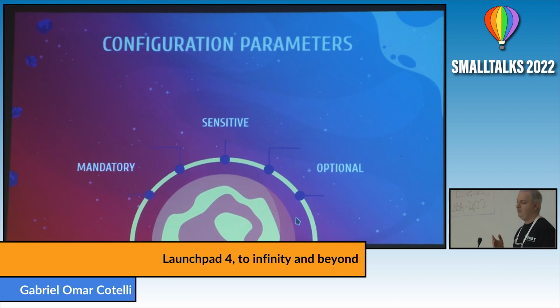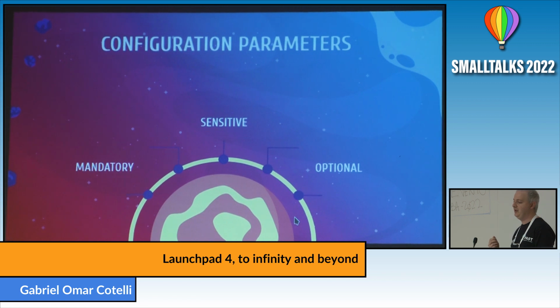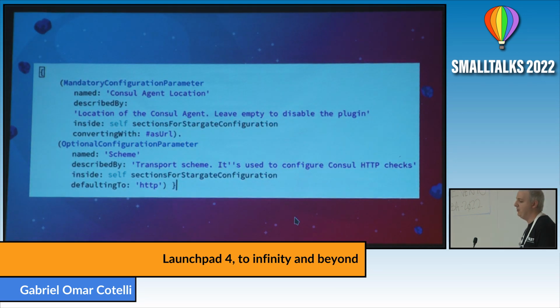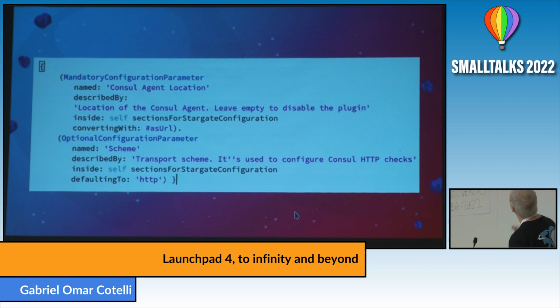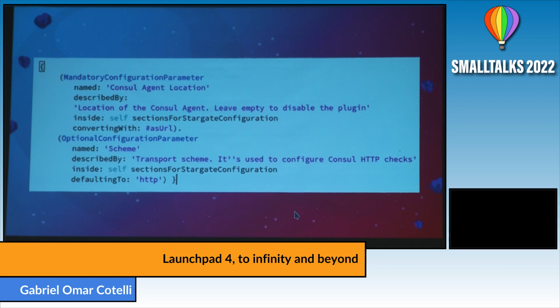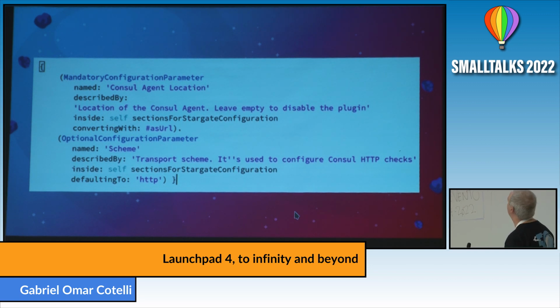For applications with a lot of external configuration, we need to organize this somehow. So for this purpose, configuration parameters are groupable into sections. You can group parameters into sections. So let's see how a definition of a parameter will look. Here we have one mandatory parameter and one optional configuration parameter. They have a name, a description that is used in the help, and you can nest it in one or more sections, and the optional one has the default value.